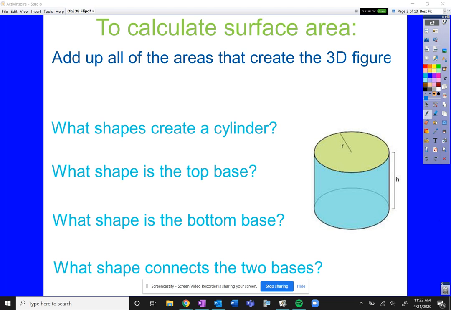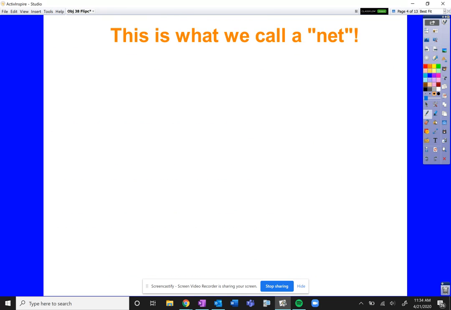Okay, so we know that there's a circle on the top, circle on the bottom, and a rectangle in the middle. So this is what we call a net. And a net is just a 2D depiction, a two-dimensional depiction of a three-dimensional object. And I want you to be familiar with that word. So if you hear a net of a shape or of a solid, you're going to know what it means. So really what this means is that, here we go.